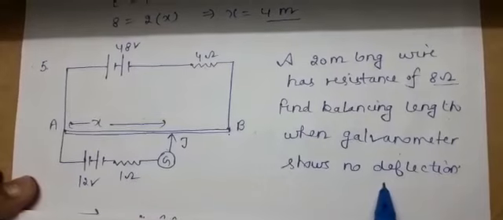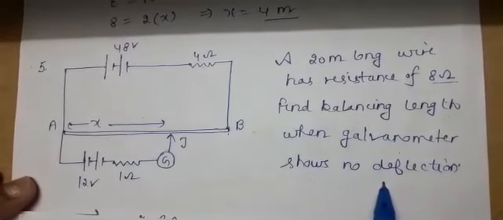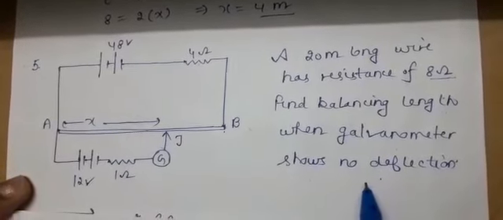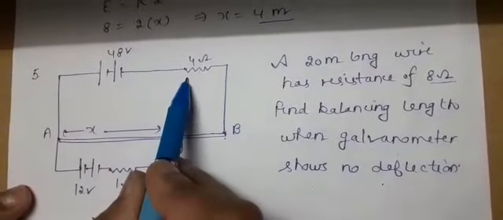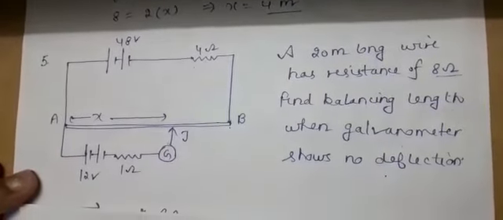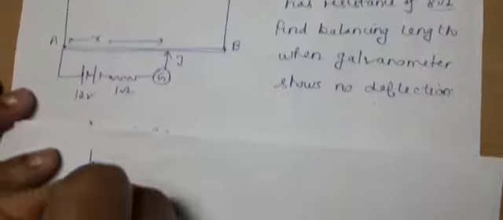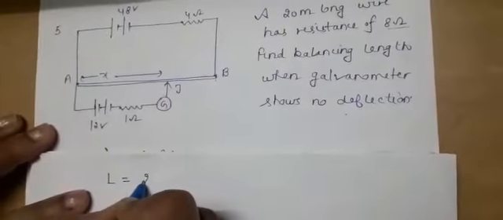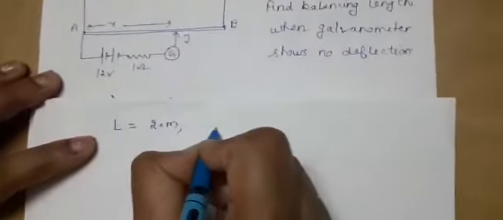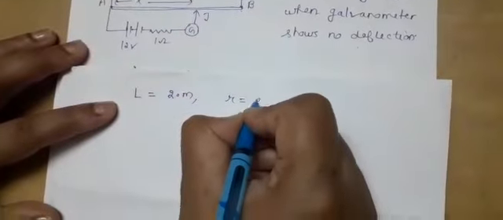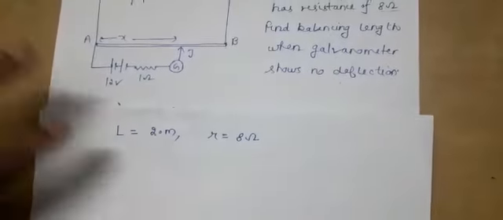See, this numerical is almost similar to the previous one we have done, but here one series resistance has been connected. So what are the given factors? As per the statement, the length of the wire is 20 meter and the resistance of the wire is given to be 8 ohm.